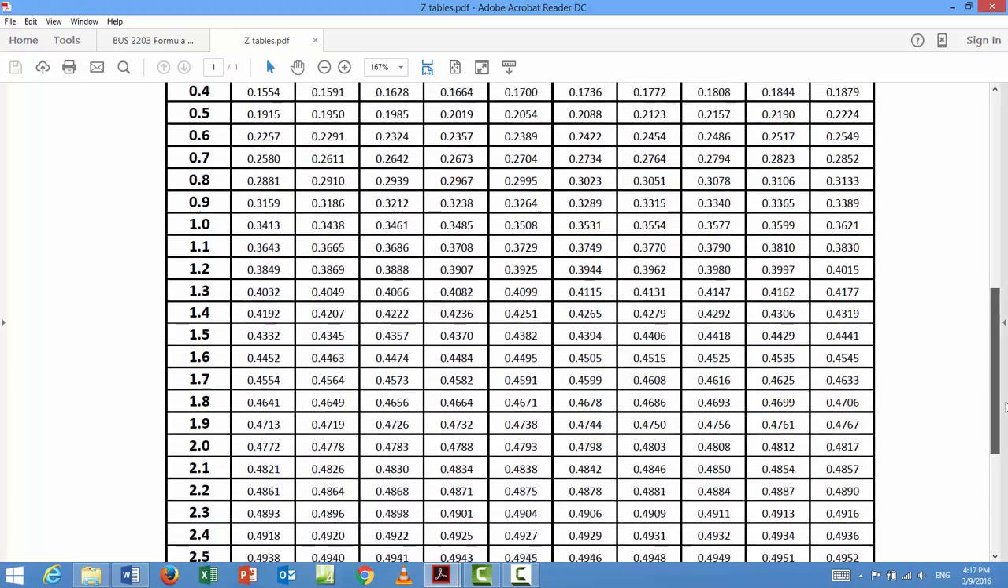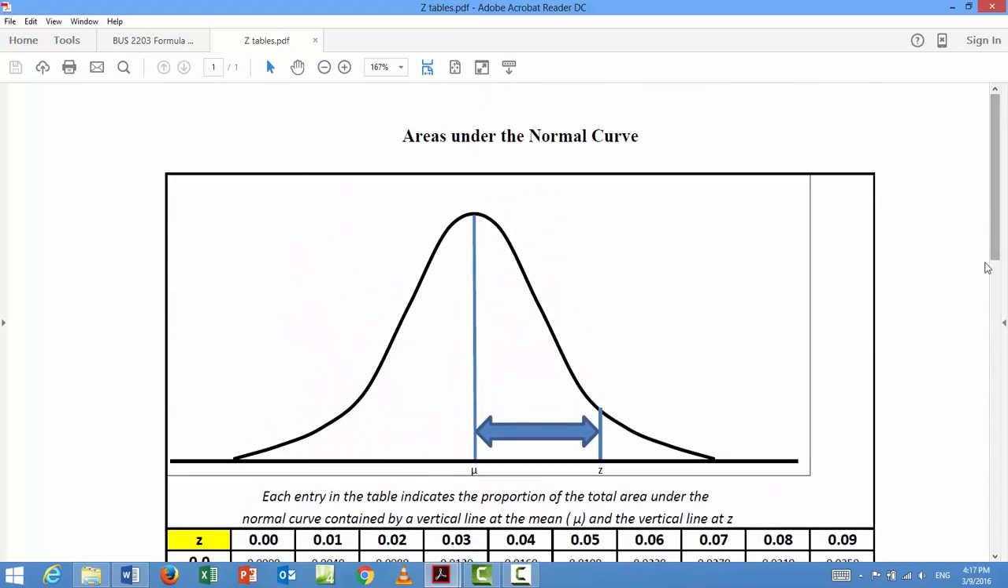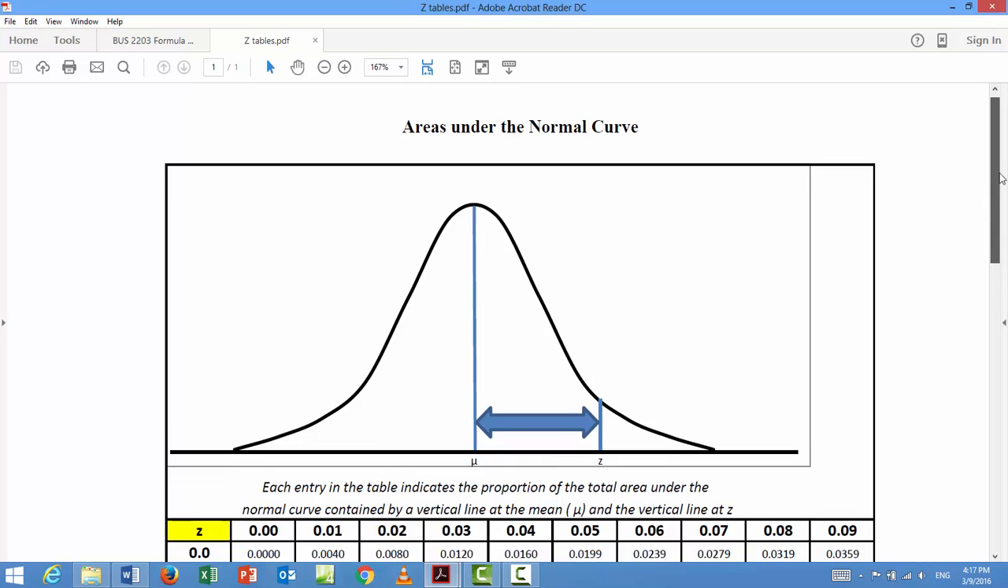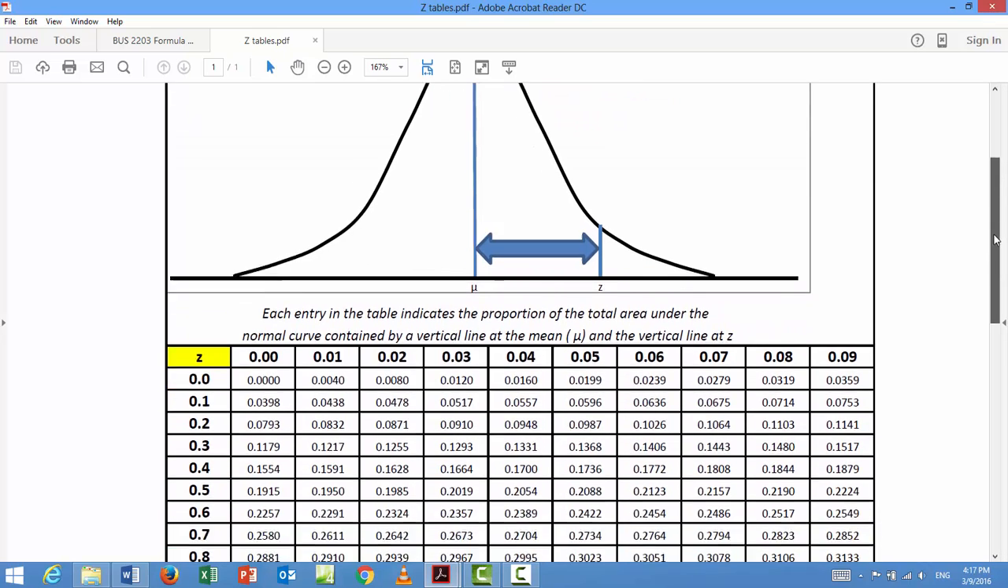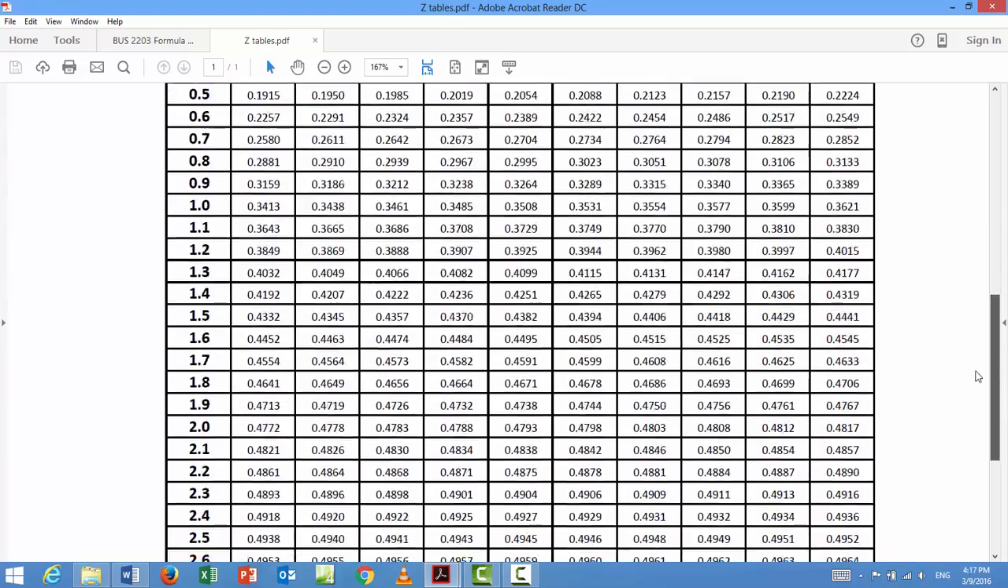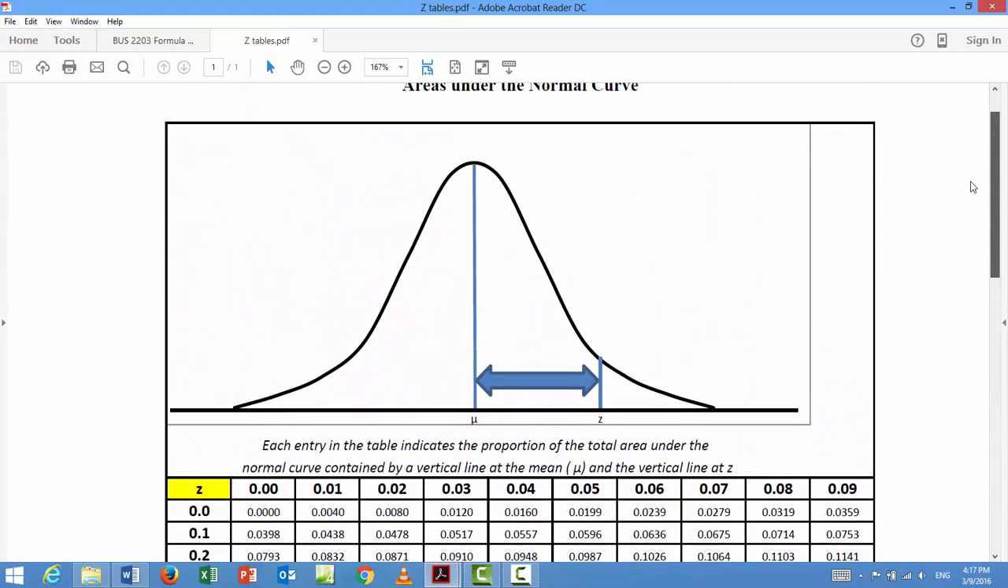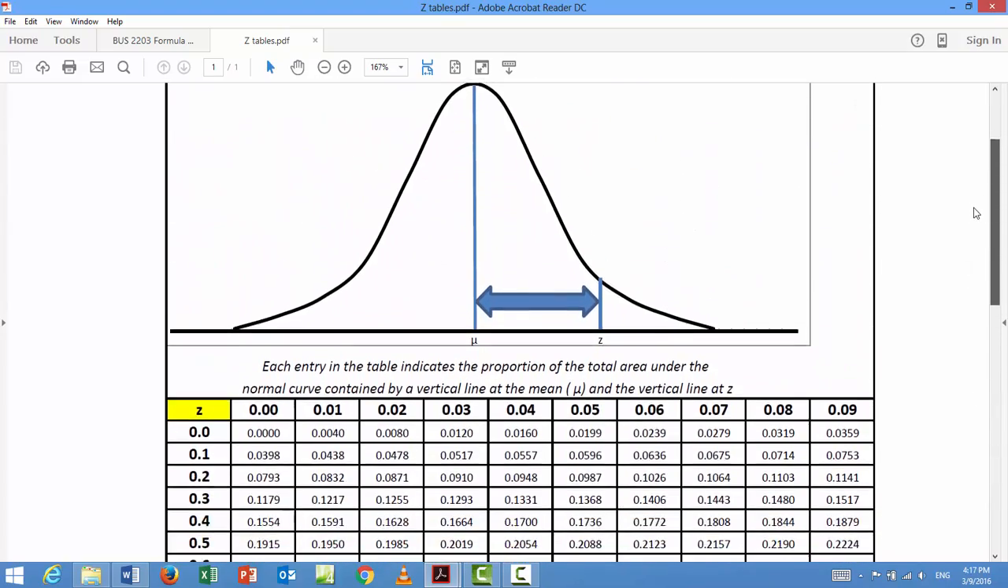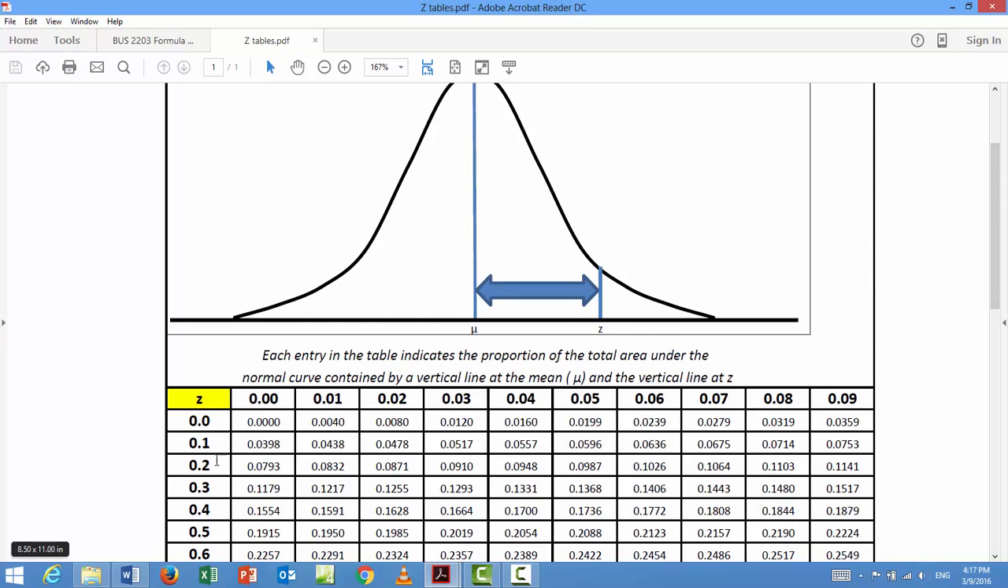This video is about how to use the z-table. We'll also call it the standard normal table. You should have a copy of this. I'll put it on BBLearn. If you don't have it, I've given it out in class. This table gives us the area between specific z-scores and the mean.